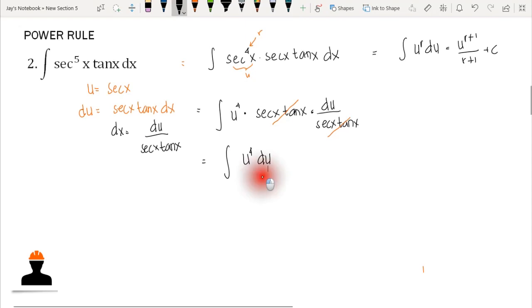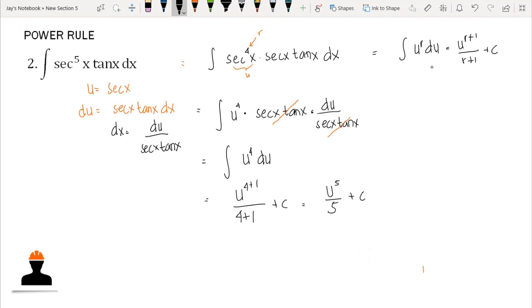And we know this is power rule. We have u raised to 4 plus 1 over 4 plus 1 plus c, and this gives us u raised to the 5 over 5 plus c. Now, this should not be our final answer. Take note, we take our value of u back into the equation. So let's change this function of u into a function of x. Our value of u is secant x, so let's get secant x back in the equation. That is secant x raised to the 5 over 5 plus c. And this gives us the final answer, secant raised to the 5x over 5 plus c. So this is the answer.